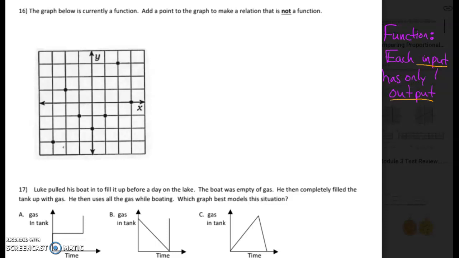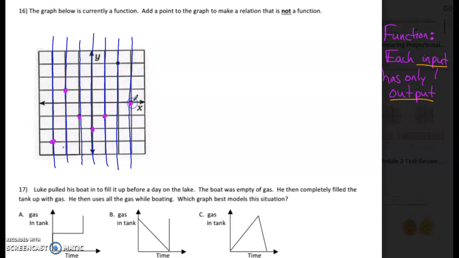So looking at functions, remember every input has only one output. So number 16, right now it is a function. And I know that it's a function because I can do the vertical line test. I can draw a vertical line through each one of these points, and right now the vertical lines only touch in one place.